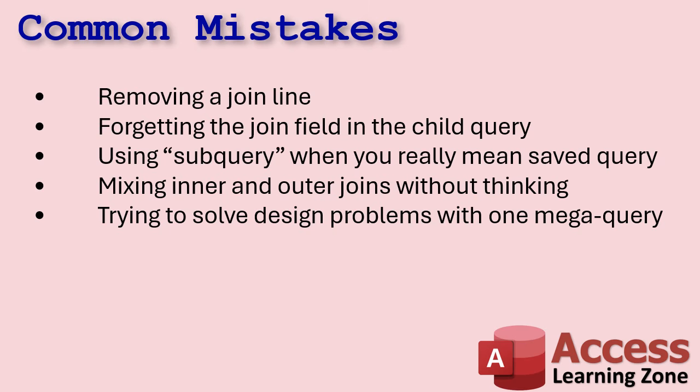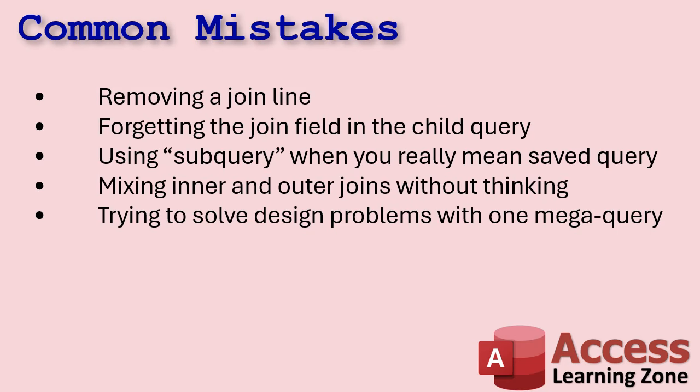Here are the big mistakes I see all the time. Number one, removing a join line. That doesn't fix a problem. That creates a Cartesian product, which is even worse. That's where you get a copy of each record on the left with a copy of each record on the right. It's good for doing things like making sports tournaments, but it's not good for regular data. I got a video on that coming out.